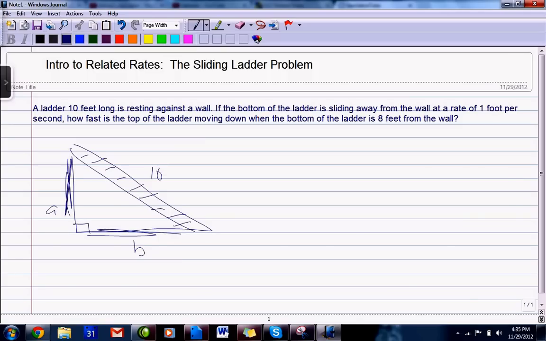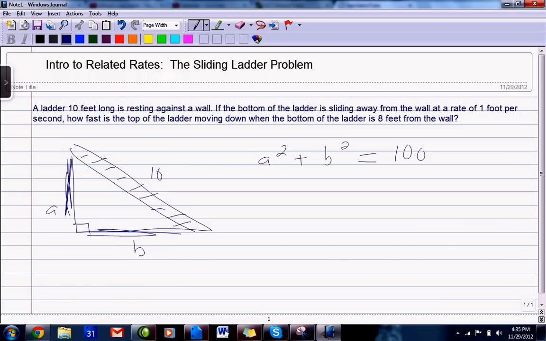What I can do at first is create a formula that involves A, B, and 10. Since I have a right triangle, I can use the Pythagorean theorem: A squared plus B squared equals 100, 100 being 10 squared. So I just used the Pythagorean theorem and set up a general formula, no calculus yet, that could describe part of this situation.